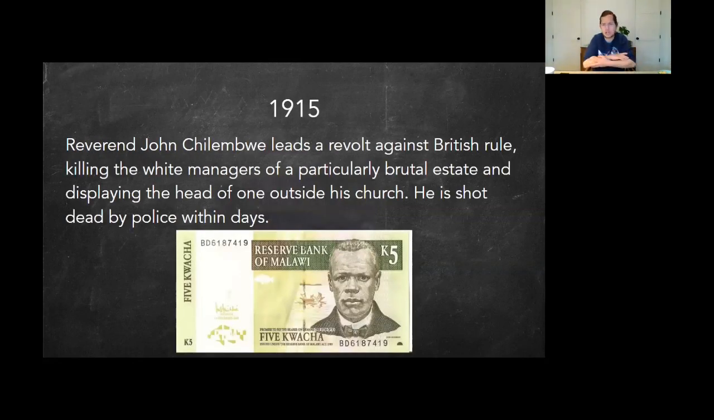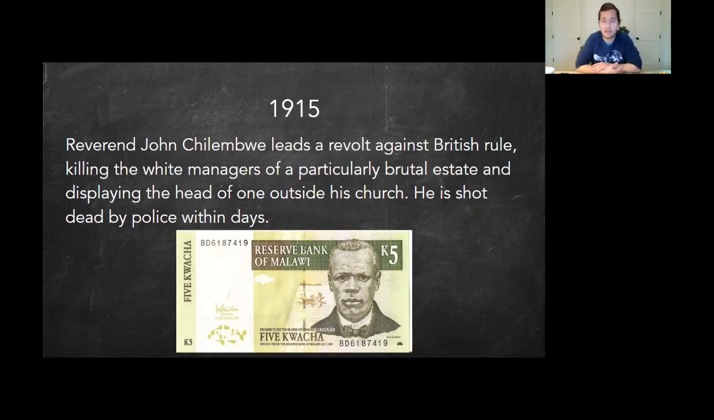1915, Reverend John Chilembwe. At this time, the British are in control. You have a lot of British plantations and people managing the land and employing and even enslaving Malawians. And to fight for the freedom and hopefully lead a revolt, John Chilembwe decided to go to one of these estates that was known for being brutal towards the Malawian people.